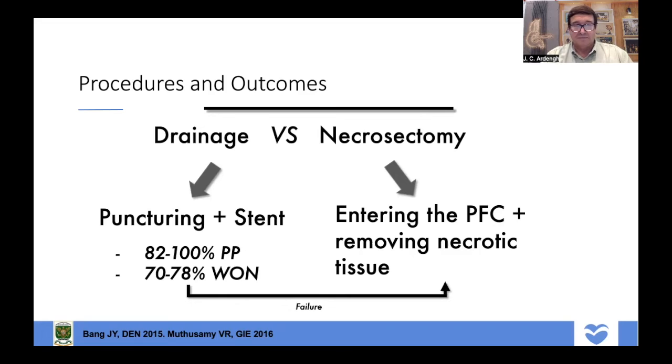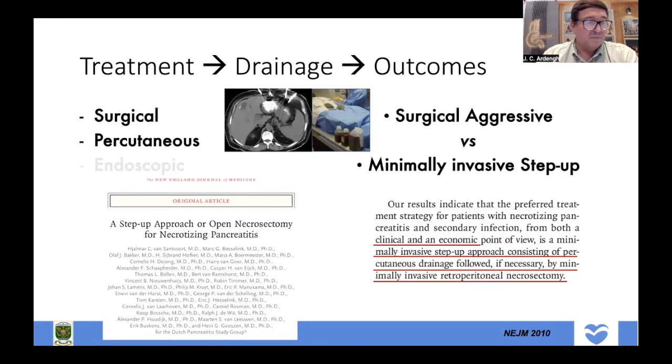infectious evolution. The treatment of pancreatic fluid collection can be surgical or percutaneous. This study published by the Dutch group, comparing open surgery versus the percutaneous step-up approach, showed that the preferred treatment for patients with necrotizing acute pancreatitis, from a clinical and economic point of view, is the percutaneous procedure and, if necessary, minimally invasive retroperitoneal necrosectomy as an adjunct to comprehensive treatment.